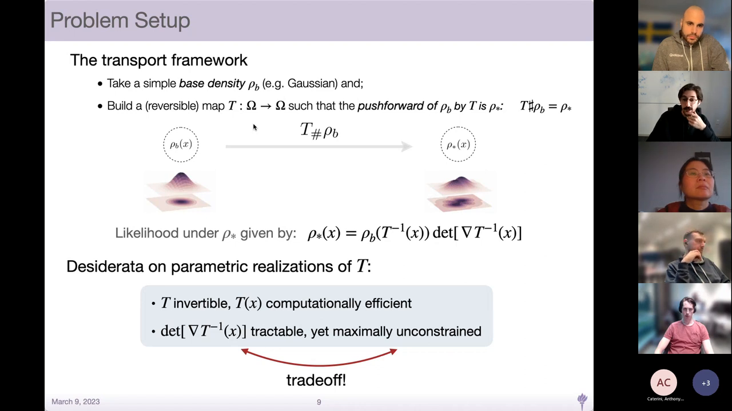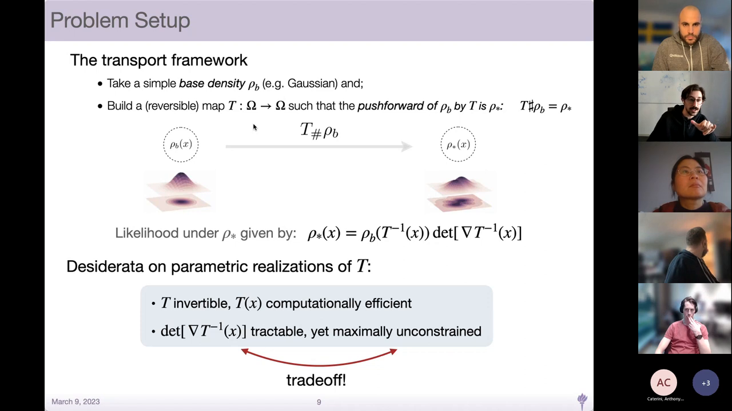Obviously, when this is a learning problem, we need to ask what is the optimal T that we can learn to meet some objective, right? And so we have some desiderata on our parametric realizations of T because we don't have it a priori and we need to learn it. And one, we need it to be invertible, and we need its application to be computationally efficient if we want to use it for anything. Moreover, we need this determinant of its Jacobian to be a tractable computation.